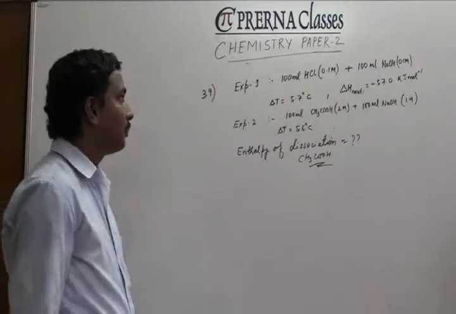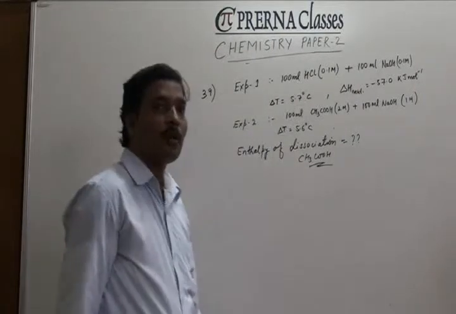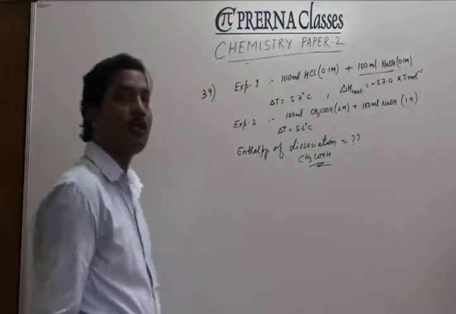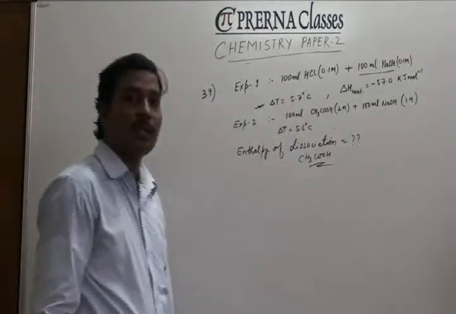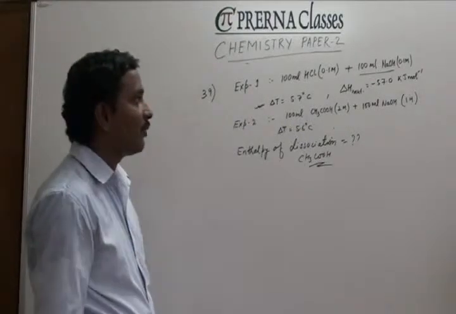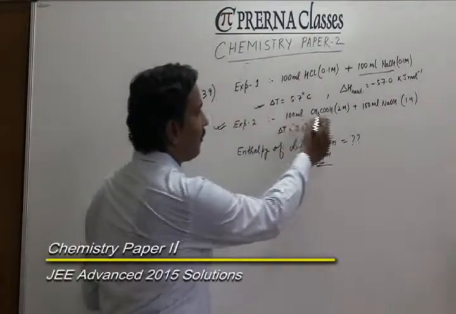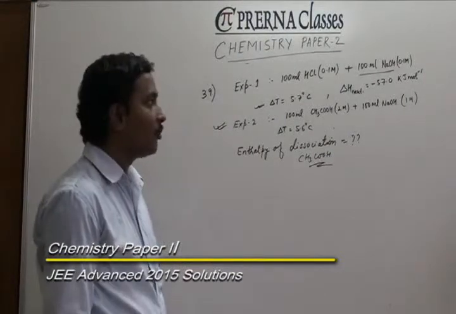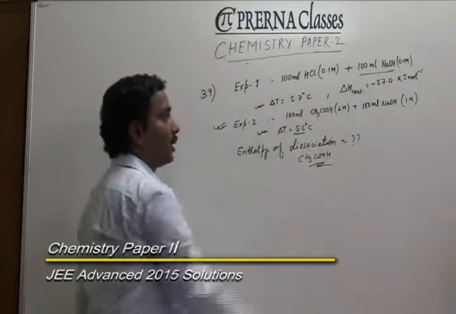Question number 39. Again, it is a comprehension. Experiment 1: 100 ml of HCl of 0.1 molarity is completely neutralized with 100 ml of NaOH of 0.1 molarity. Rise in temperature due to this reaction is 5.7 degrees Celsius, and heat of neutralization is given as minus 57 kilojoule per mole. In the second experiment, 100 ml of acetic acid of 2 molarity reacts with 100 ml of NaOH of molarity 1. In this case, the rise in temperature is 5.6 degrees Celsius.